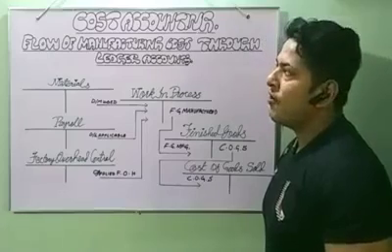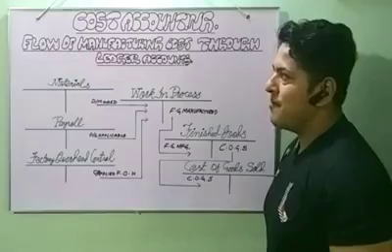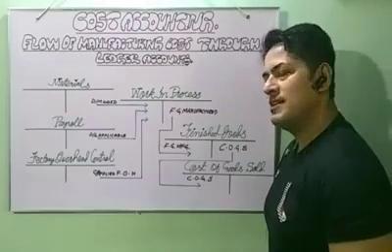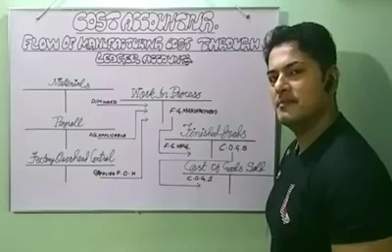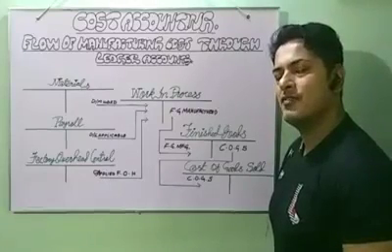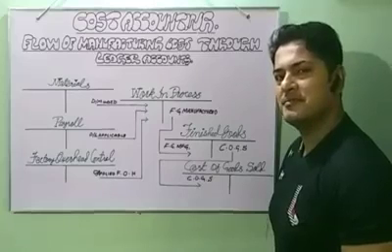In the subject of cost accounting, the topic named flow of manufacturing costs through ledger accounts is a very important and crucial topic to be learned. In this topic, we will learn how the manufacturing cost of a product flows through ledger accounts in a manufacturing concern.